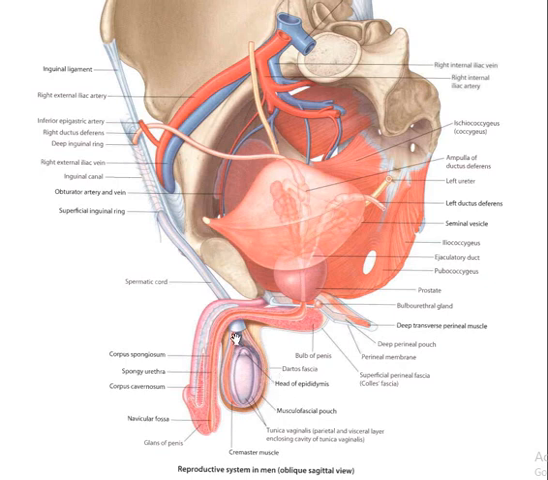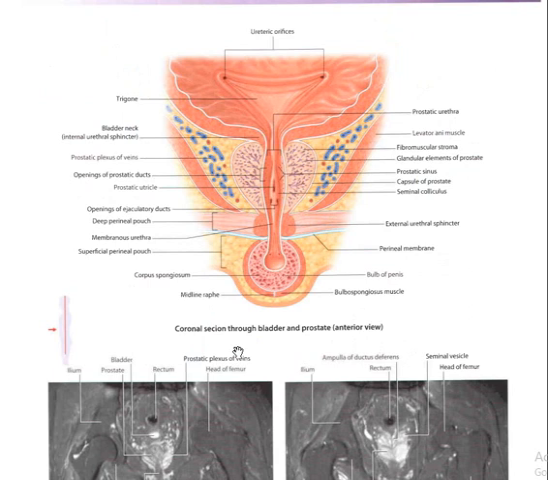This is a pampiniform plexus. So now, having a coronal section through the vesicle, the bladder, and the prostate, you are going to see this. Here is your trigone. Here is your prostatic urethra. So the prostatic urethra is going to enter as such.